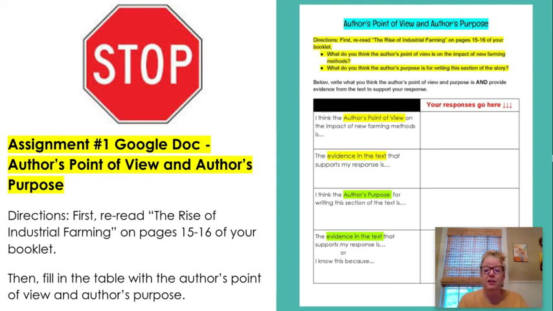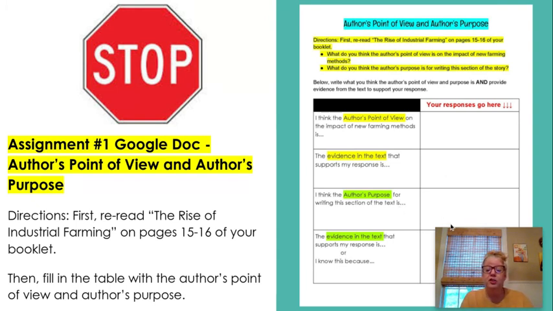Then you're going to fill in the table on the Google form with the author's point of view and author's purpose. So what do you think the author's point of view on the impact of new farming methods is? Do you think the author thinks that these are helping corn production and helping farmers to grow corn? Why or why not? So you're going to put your response and then give evidence from the text. Why do you think that? Are there any sentences that the author included that give you an idea of what their point of view is?